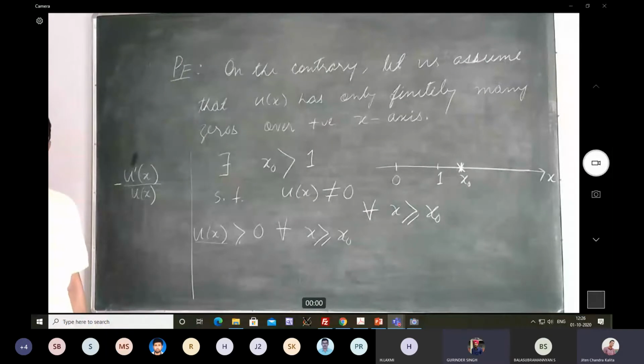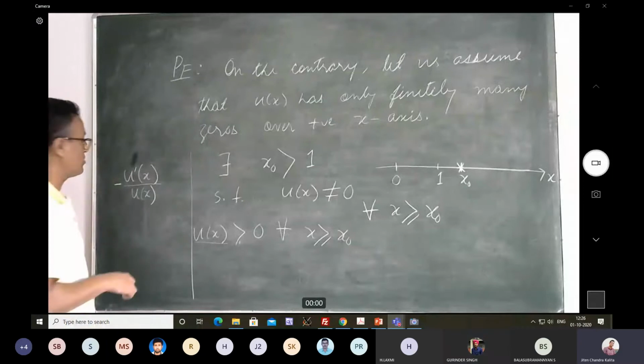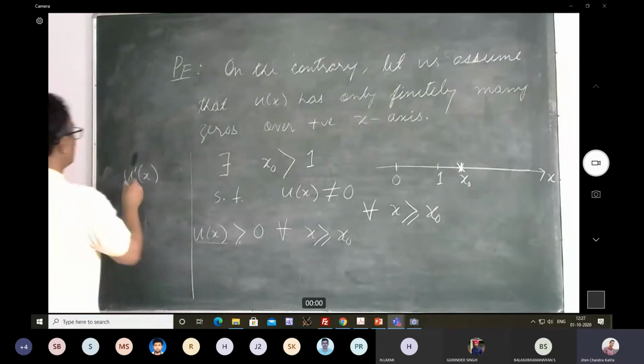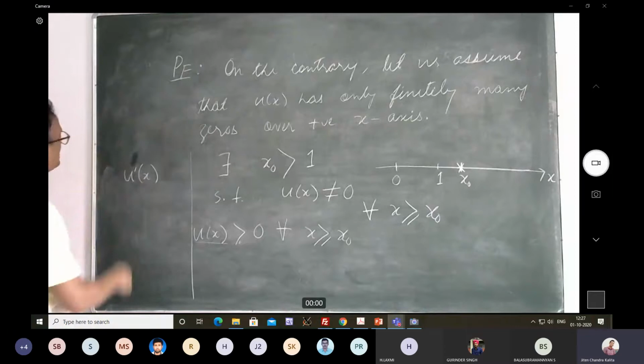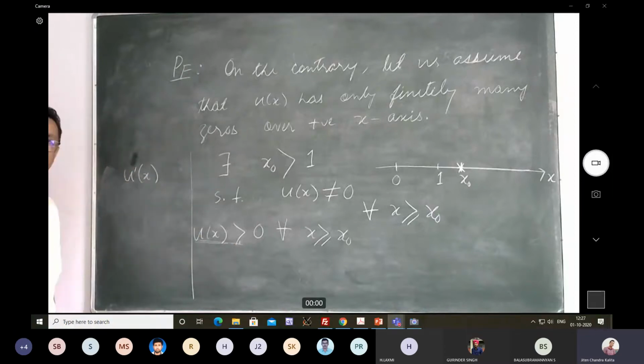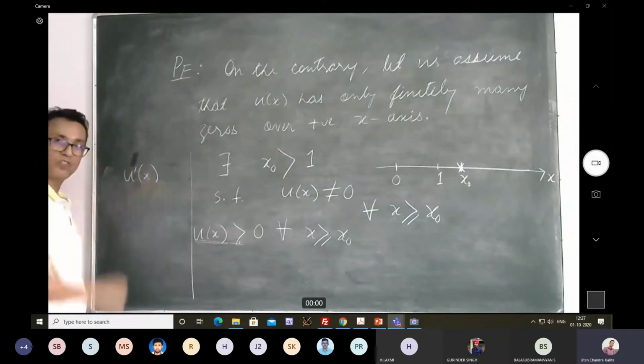Can you please repeat? See, I have already assumed. Okay, I'll go in a different way. Okay, so I have already assumed that u x is greater than 0. Okay, so now my purpose is to prove that u prime x is strictly less than 0.